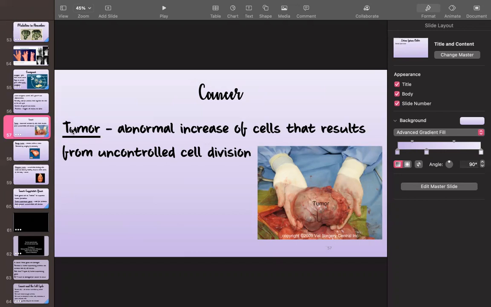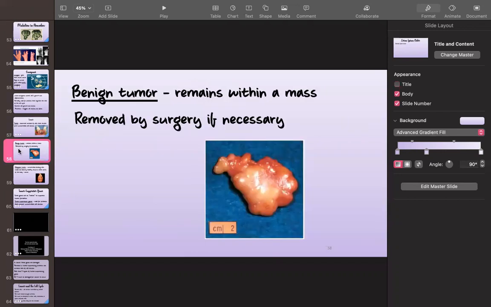It can develop in any part of the body for any number of reasons, but there are two types of tumors. The first type of tumor is called a benign tumor. Benign, as far as tumors go, I guess you consider a preferable type of tumor. If you have to have a tumor, then you probably want it to be benign, because the cells that are dividing out of control stay within the mass of the tumor.